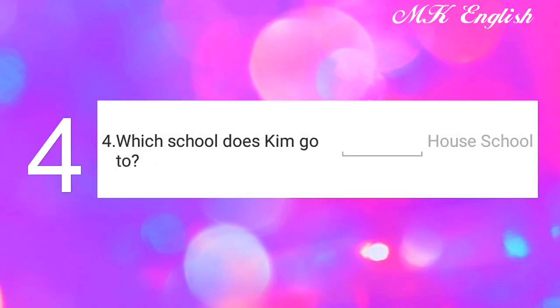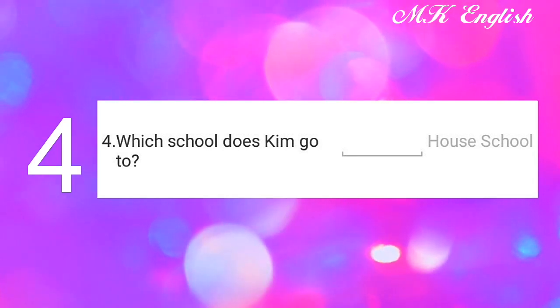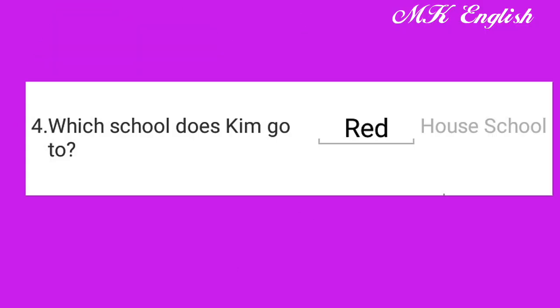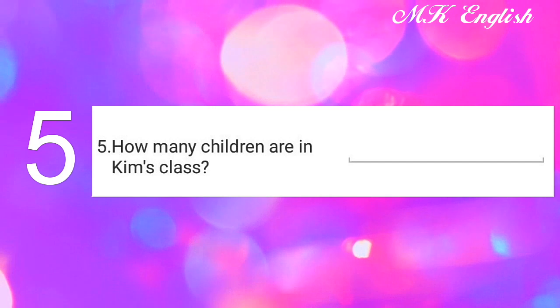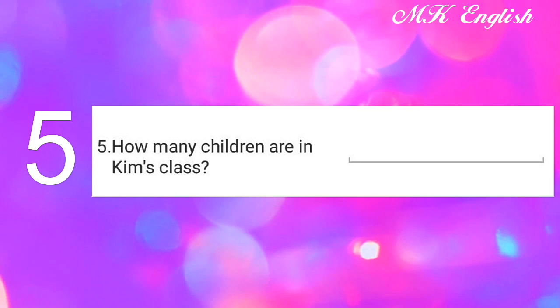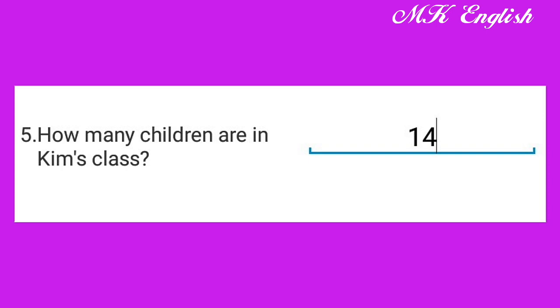Four. And where do you go to school? I go to Red House School. Is that R-E-D? Yes, that's right. Five. And how many children are in your class? There are 14. 14? That's a small class. It's okay. I'm very happy there. That is the end of part 2.